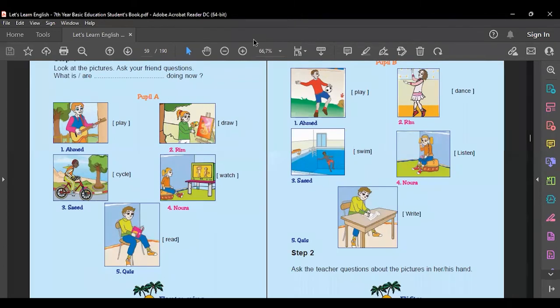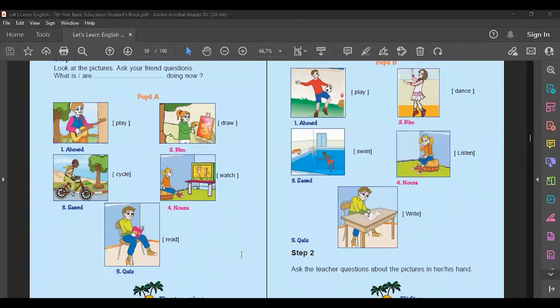Let's have some examples. Let's write down. I will write it somewhere to clarify for you. Okay, so right here we have: what is, for example, Ahmed doing? What is Ahmed doing? So the answer is Ahmed is, for example, playing the guitar. We have Ahmed, I gave it is because Ahmed is he, and I gave it is. Next we have the verb to play plus ing.